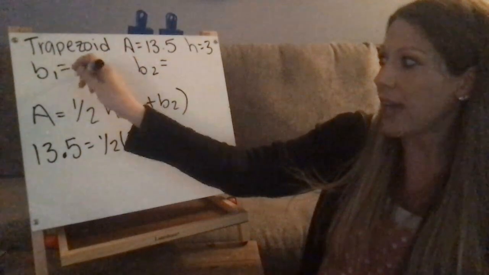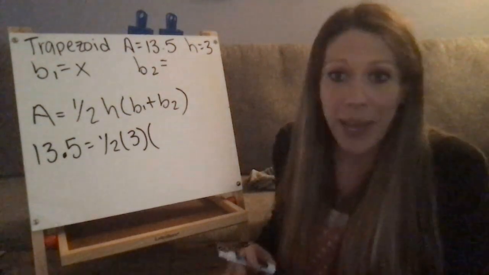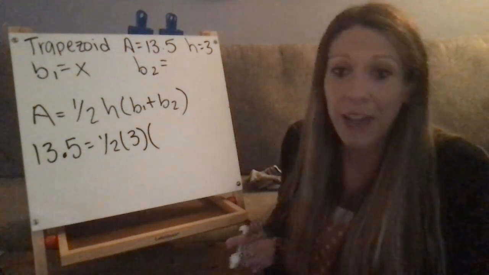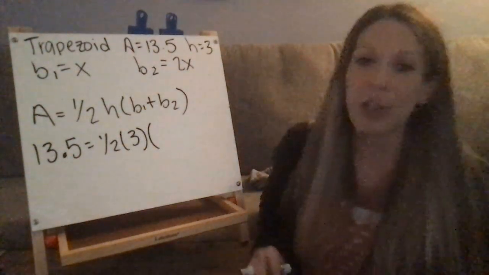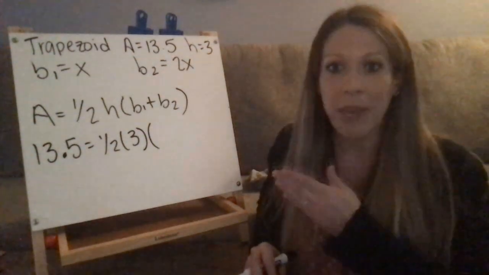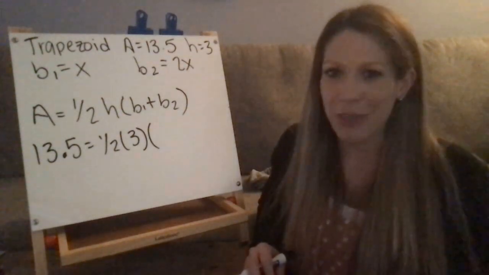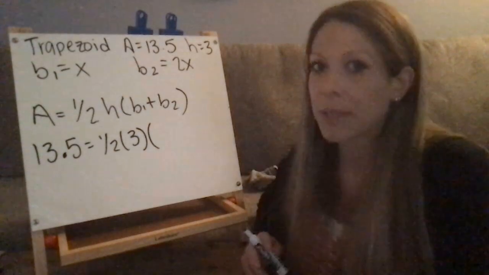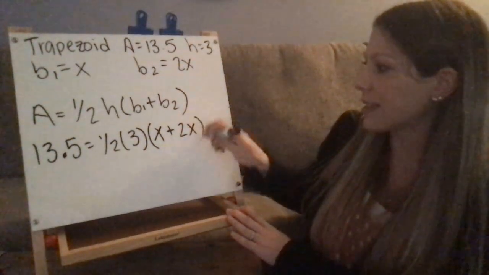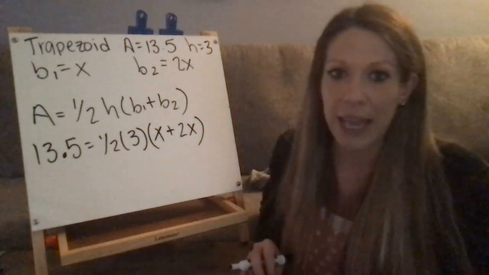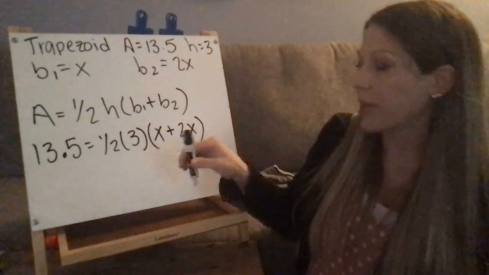So let's just call base 1 x. And once again, it says one base is twice as long as the other base. So if one of the bases is x, the other base is 2x. Or just like we did on the previous examples, you could use base 1 and 2 times base 1, or base 2 and 2 times base 2. Doesn't really matter. In this case, I'm just using x's so I don't have to deal with the subscripts. So if I'm calling base 1 x and base 2 2x, this is what my formula looks like when everything is plugged in. So x plus 2x, that makes 3x.